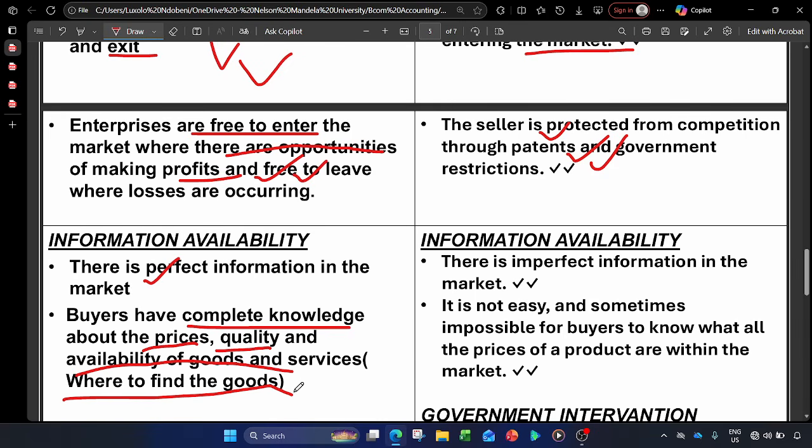As I said, guys, even me right now, sitting here, I already know if I want to buy a bunch of bananas, I can go straight to where they sell them and buy it. And I already know the price right now of a bunch of bananas. I already know the qualities and the quantities inside each bunch of bananas. So buyers have complete knowledge about the prices, quality, and availability of goods and services.